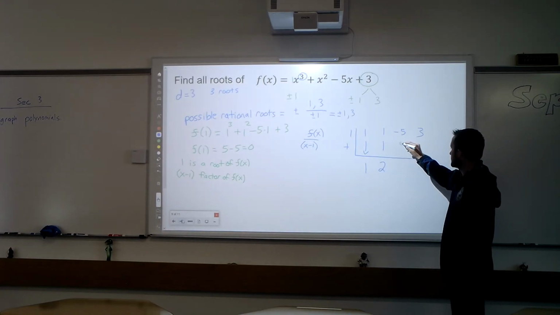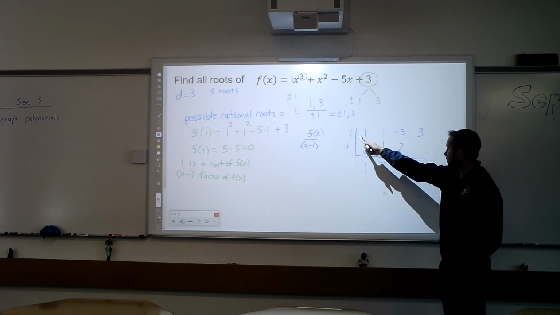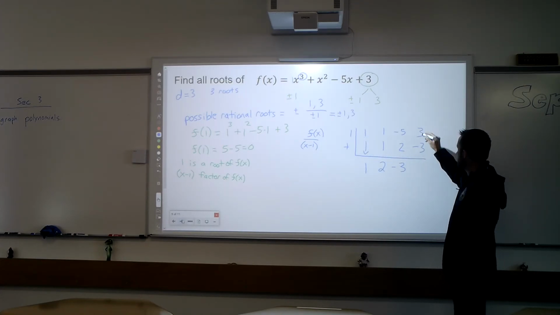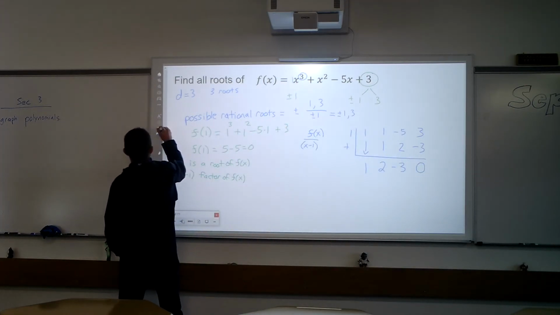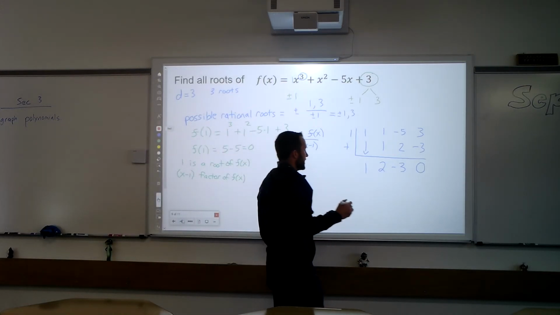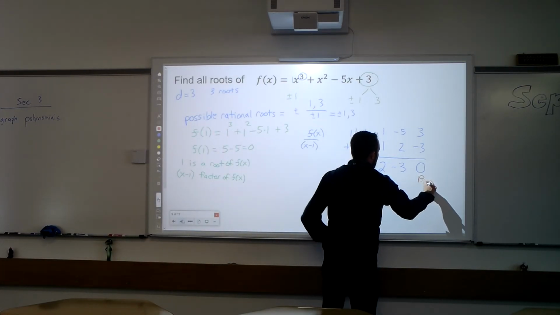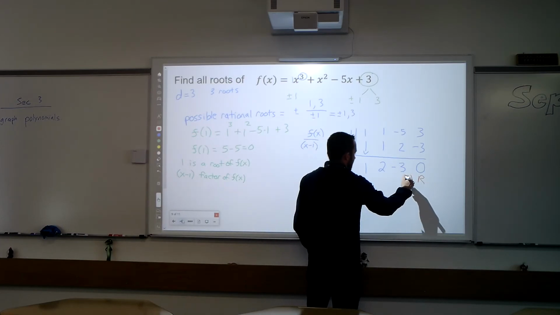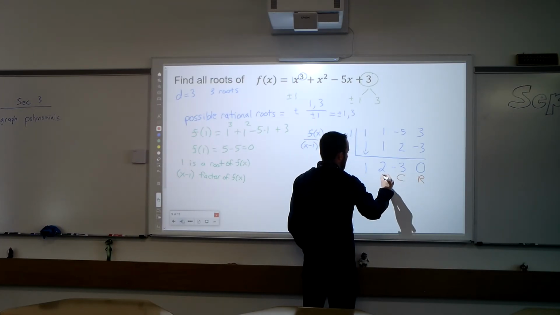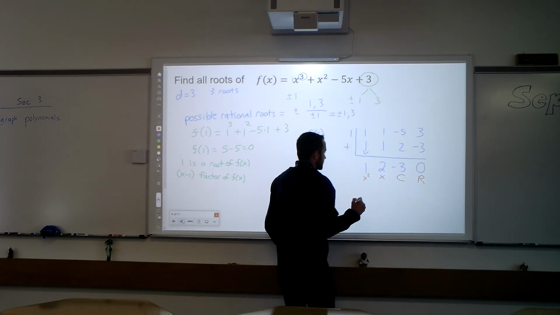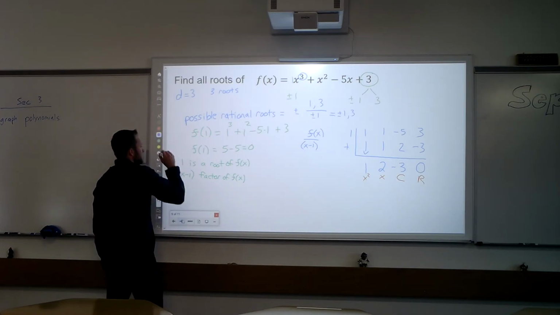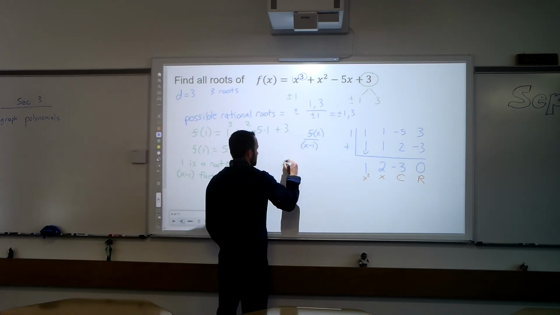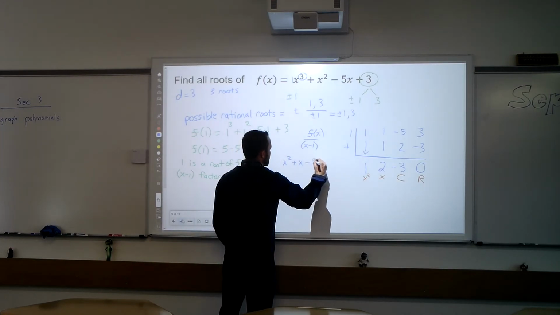1 times 2 is 2. Negative 5 plus 2 is negative 3. And 1 times negative 3 is negative 3, which adds to 0. We knew we were going to get 0 because we already checked it using the remainder theorem. But now what we're going to do is have the quotient. So 0 is my remainder, negative 3 is a constant, then my linear term, my quadratic term. So after I divided f of x by x minus 1, what we're getting here is x squared plus x minus 3.